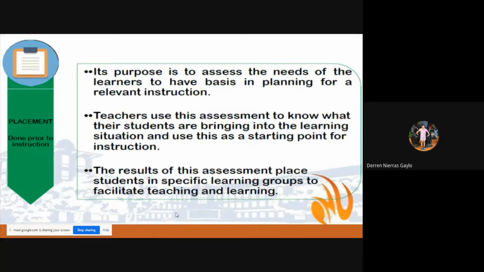When you are in grade 1, I know you were able to encounter placement assessment wherein you were asked to read and you were asked to write so that you can be placed in sections where you have the same ability. So all those who can read in one section, all who cannot read that well in one section, so that the intervention will be done on similar groups.